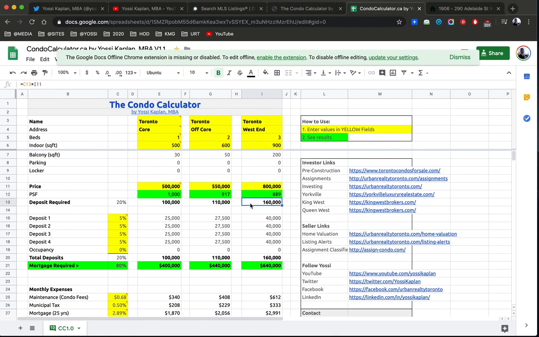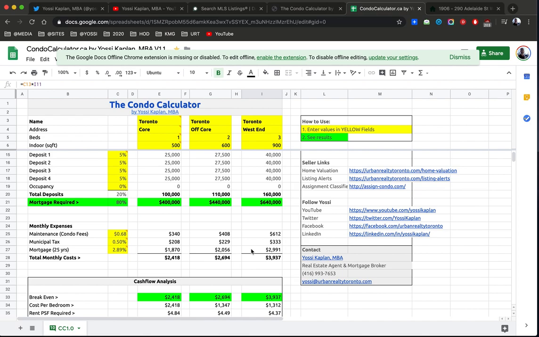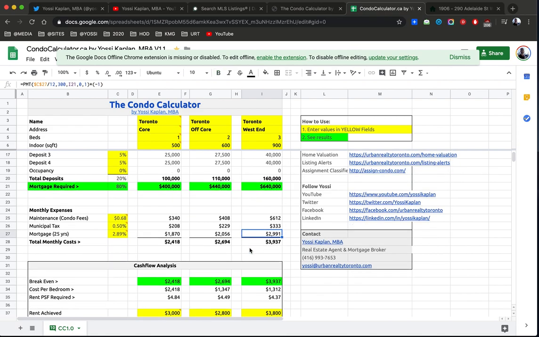And then my 20% will be 160, the mortgage will be 640. So the maintenance, now the maintenance here, it's a straight line, 68 cents a foot, 612, municipal tax 333. So it's nearly $1,000 a month to carry this unit, just the fixed cost. And the mortgage here is coming to almost $3,000, and the carrying cost for this unit will be $3,937.